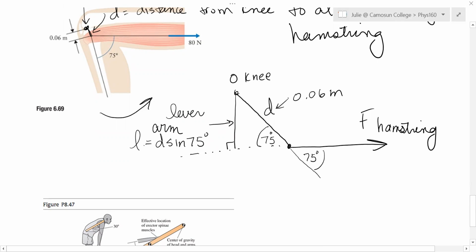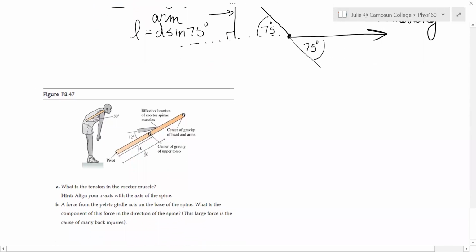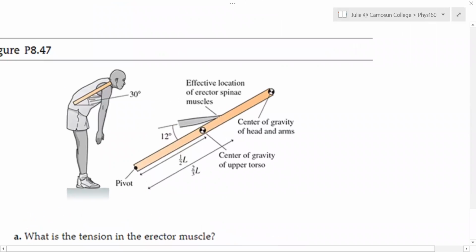Okay. It's not trivial, these diagrams. You have to sort of see them. And on a test, I will give you similar diagrams. I'll just change the numbers. Okay, so here's one.